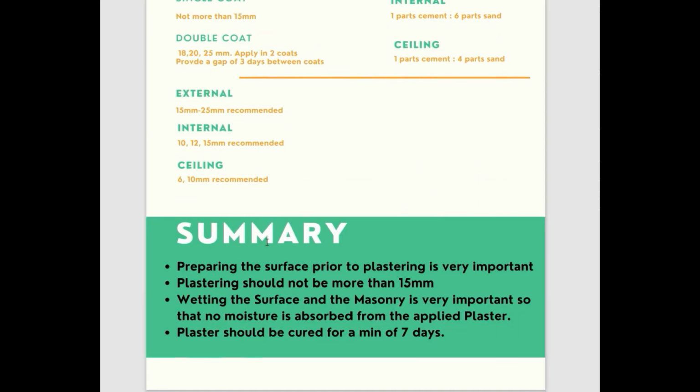The last section is a small summary, which says that preparing the surface prior to plastering is very important. As we said earlier, it should be wetted, it should be cleaned, and it should be roughened. All right. So wet the surface, clean it from dust and particles, and roughen it up by hacking so that there's a proper bond. The second point is plastering should not be more than 15 millimeters. So in most cases, the thickness of plasters shouldn't be more than 15 millimeters.